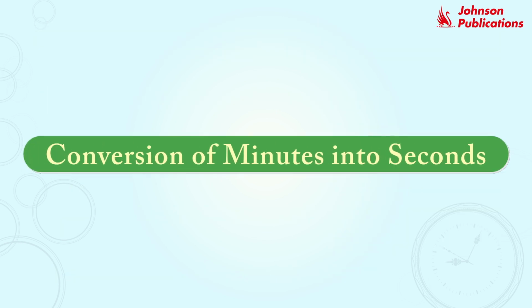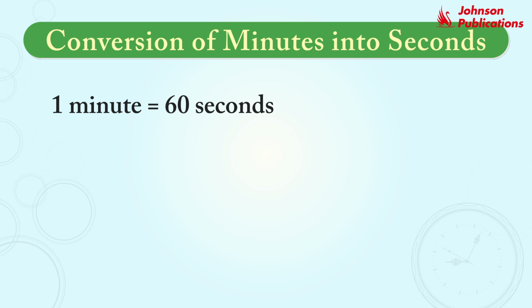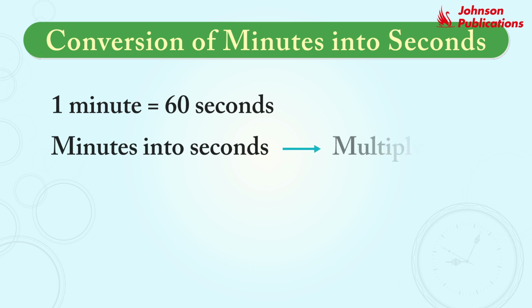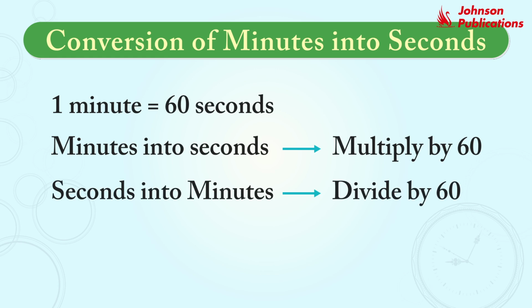Conversion of minutes into seconds. We know that 1 minute is equal to 60 seconds. To convert minutes into seconds, we multiply the number of minutes by 60. If we convert seconds into minutes, we divide by 60.